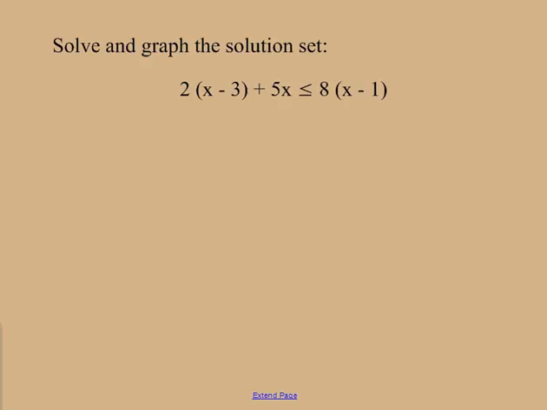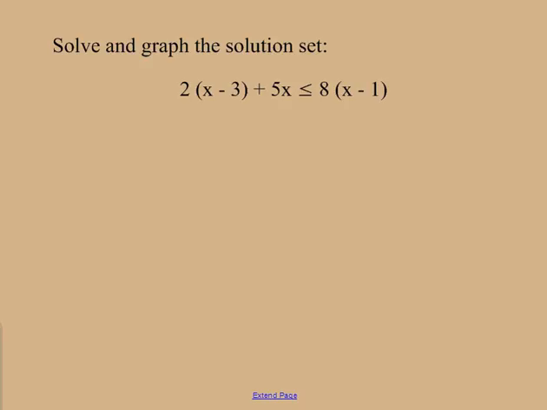All right, our final example, 2 times the quantity x minus 3 plus 5x is less than or equal to 8 times the quantity x minus 1. So you can see this is a more complicated inequality, but you're still simply using the properties of equality, addition and subtraction properties, multiplication and division properties, and we're also going to have to do some distribution here.